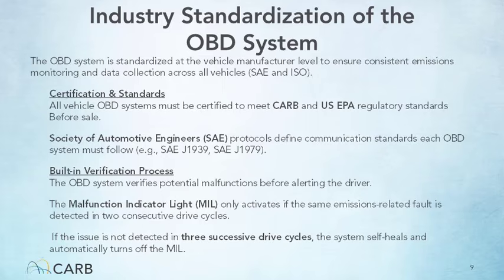For the OBD system to illuminate the MIL, an emission fault must be detected in 2 successive drive cycles. If an emissions issue is no longer detected by the system in 3 successive drive cycles, the MIL will turn off, letting the operator know that the issue is no longer present.